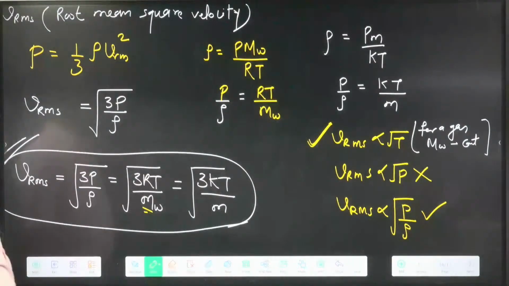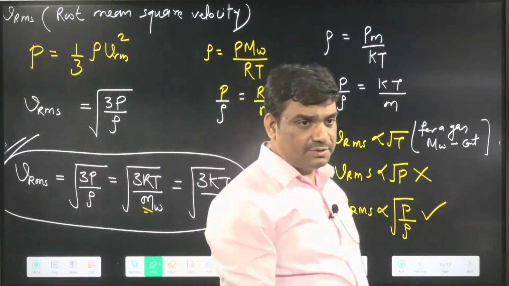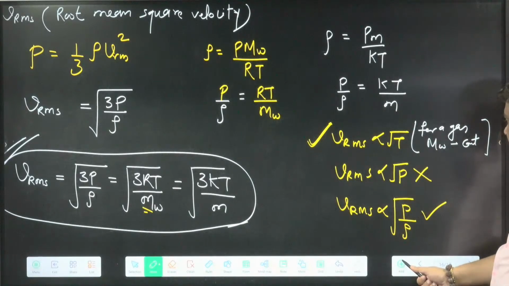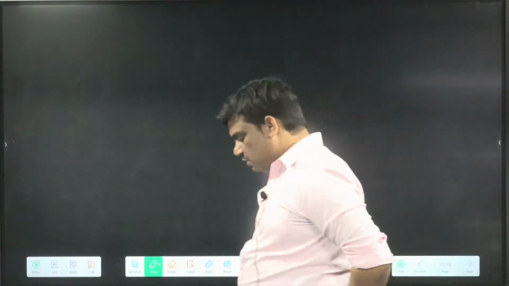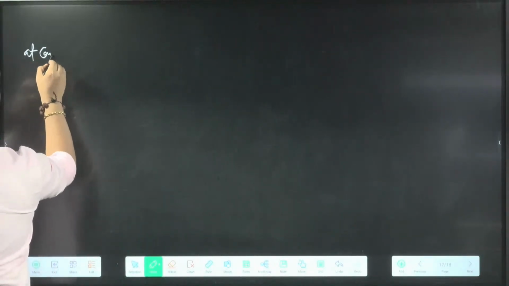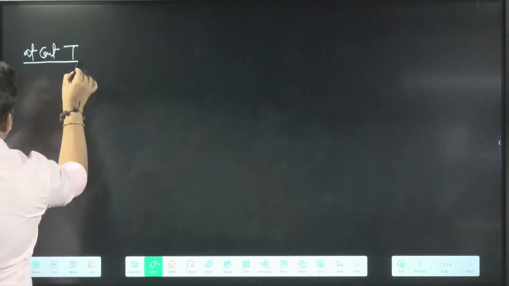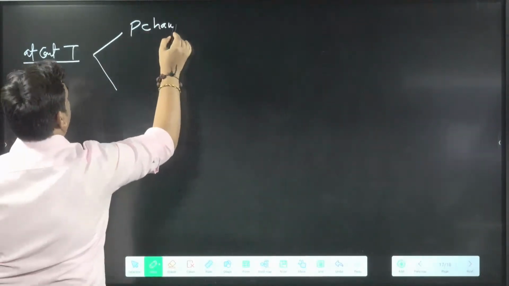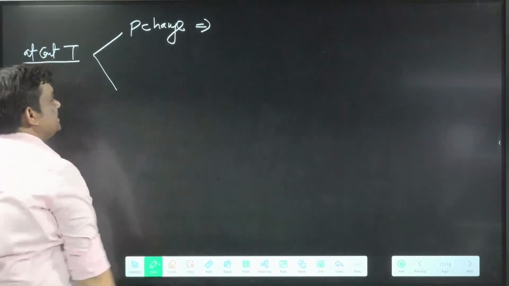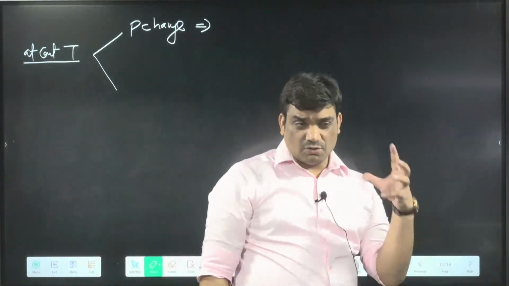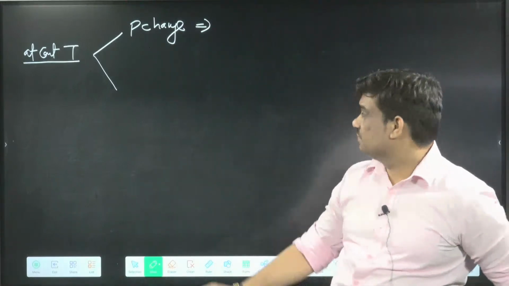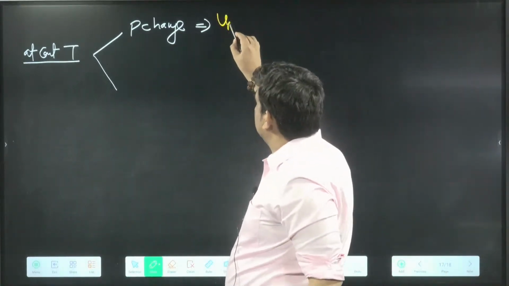Now we'll do the things here. We know VRMS depends on the temperature, not any other factor. I will ask questions and take various possibilities. At constant temperature, if pressure changes, will VRMS change or will it not change?